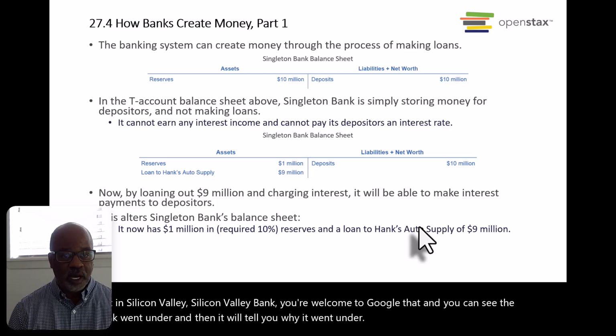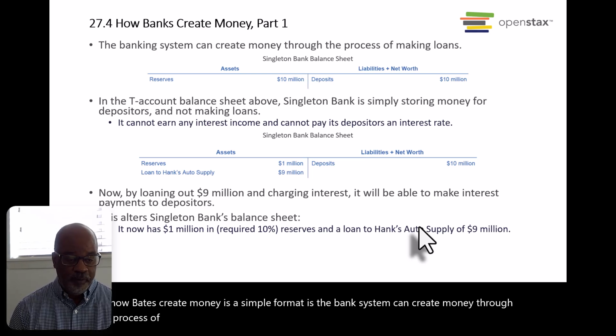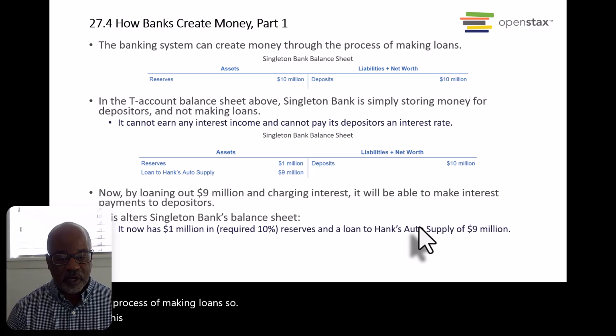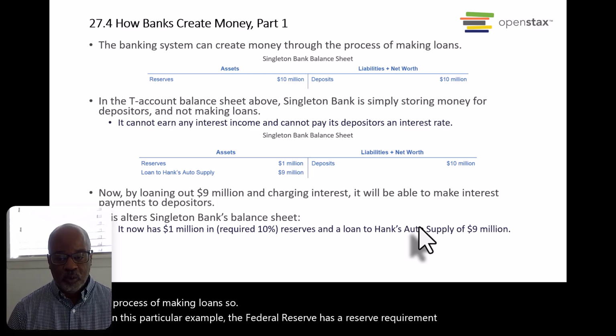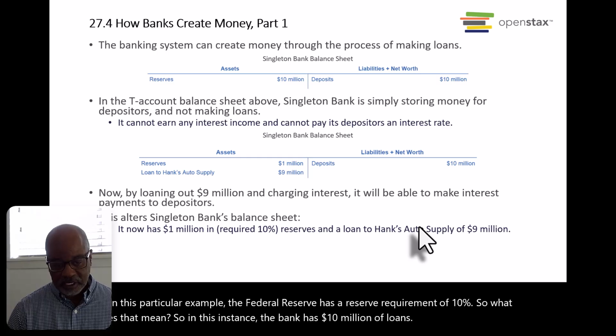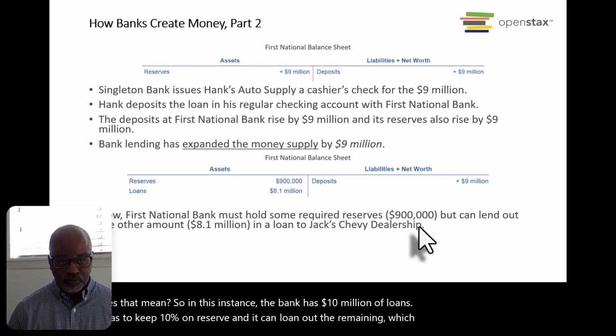So how banks create money, in a simple format: the bank system can create money through the process of making loans. In this particular example, the Federal Reserve has a reserve requirement of 10%. So what does that mean? In this instance, the bank has $10 million of deposits. It has to keep 10% on reserve and it can loan out the remaining, which is 9 million.